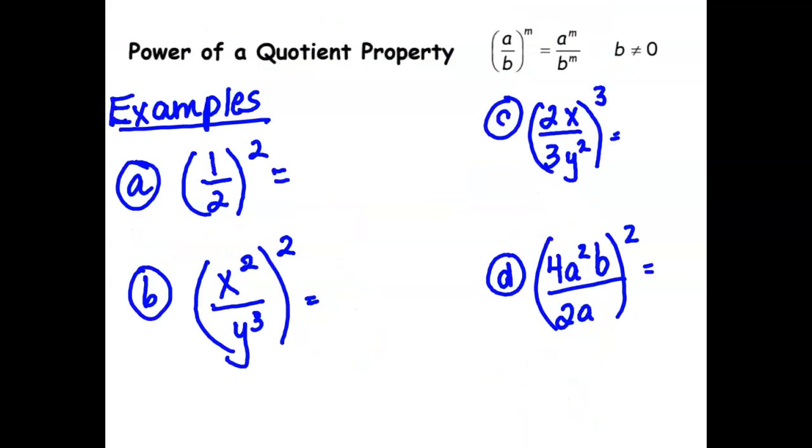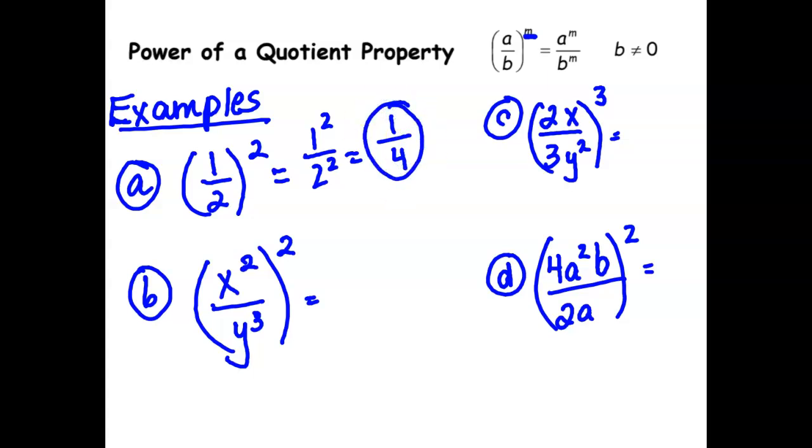Okay, so moving on to the final property, the power of a quotient property. If you notice, we have a quotient and it's raised to a power. So you're going to take the numerator and raise it to the power, and the denominator and raise it to the same power. So this would be equivalent to 1 squared divided by 2 squared, where 1 squared is 1 and 2 squared is 4.